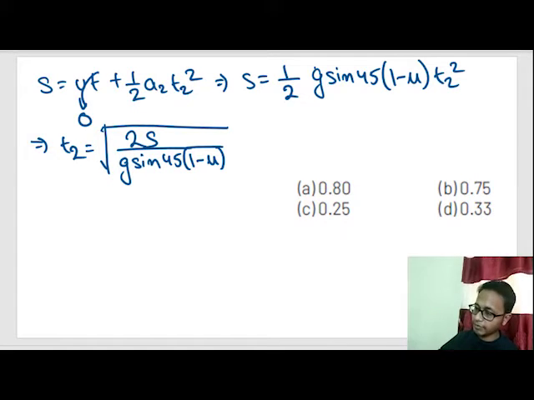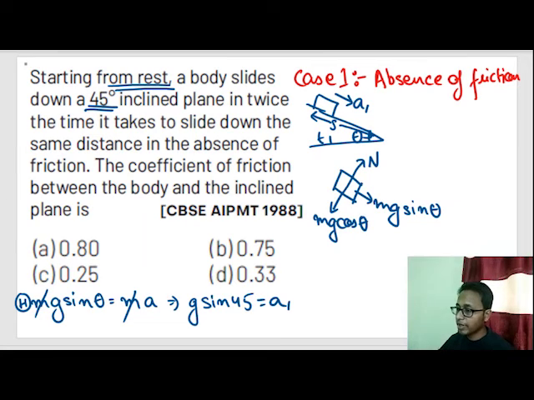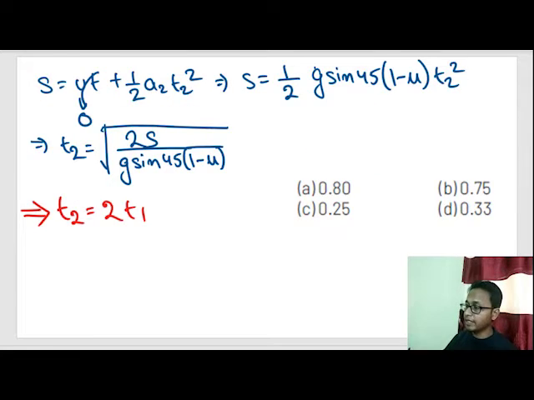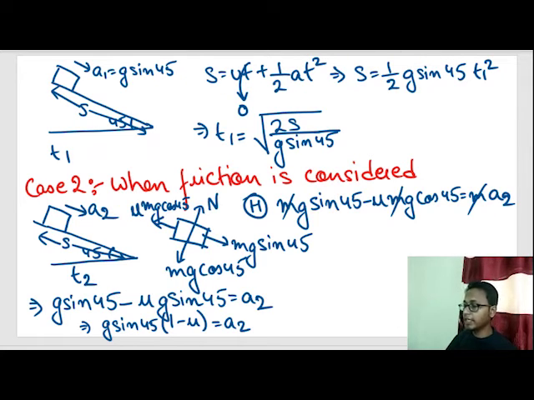Okay, now the next part of the question is where the trick applies. The question says t2 is twice of t1. On the inclined plane, the time taken starting from rest is twice the time taken to slide down the same distance in the absence of friction. That means the time taken to slide down with friction is twice the time taken to slide down without friction.